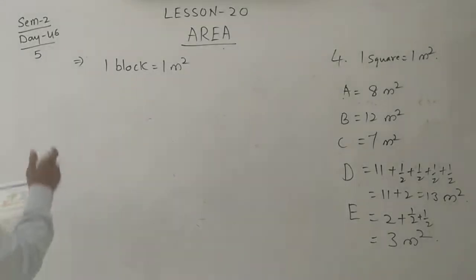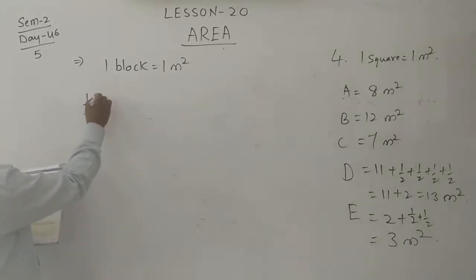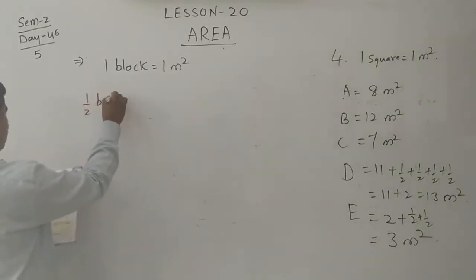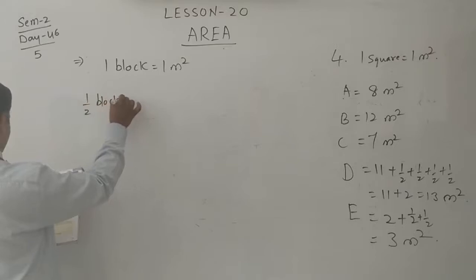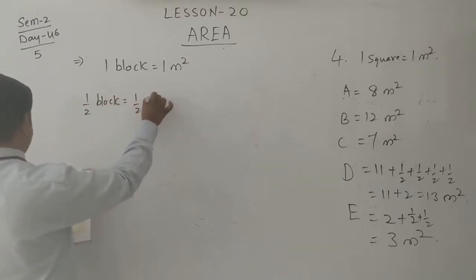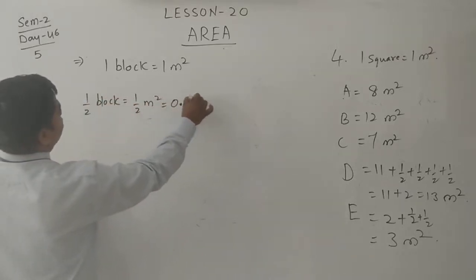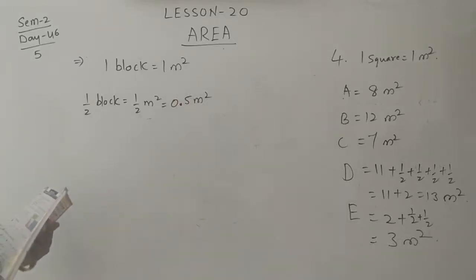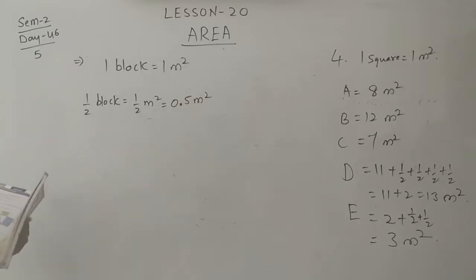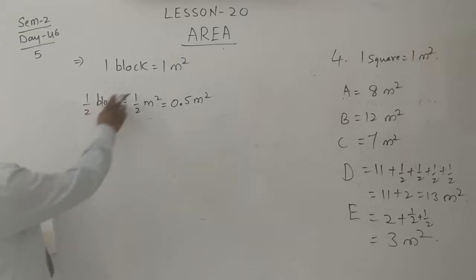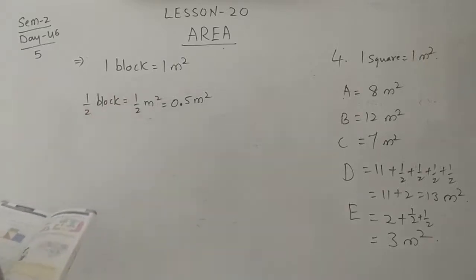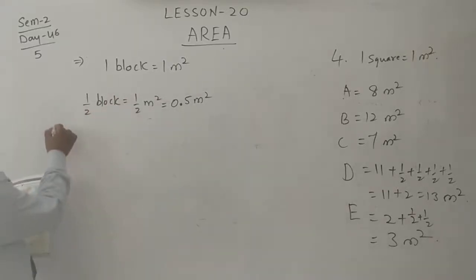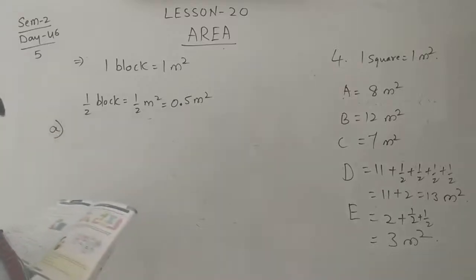That is, half block is equal to half meter square, that is nothing but 0.5 meter square. If there is a half block, we can take it as 0.5 meter square. If there is a full block, then we can take it as 1 meter square. First question, you write A, question 1.